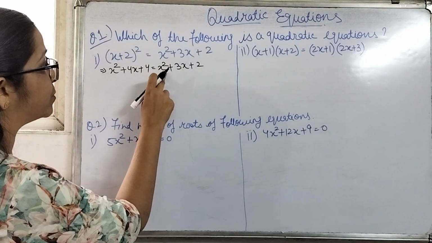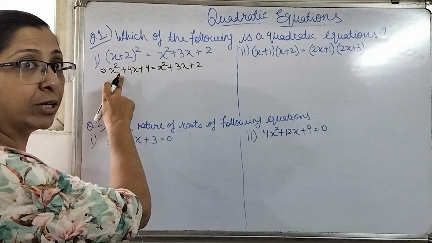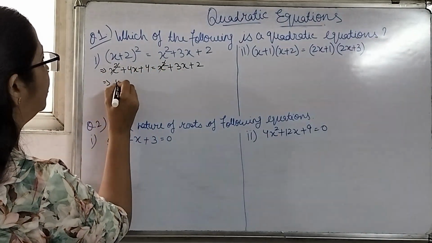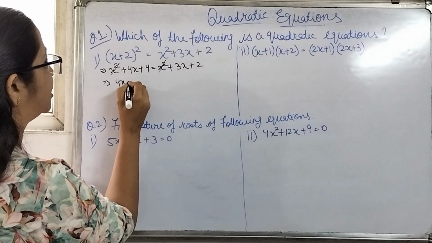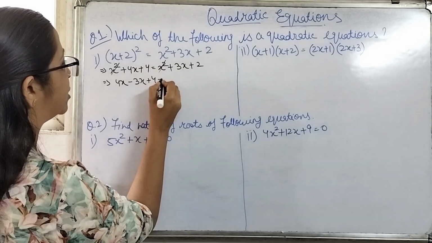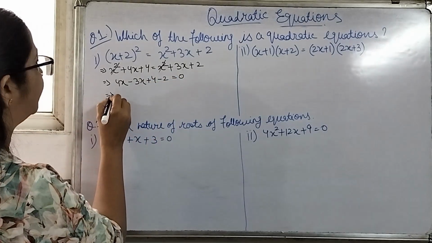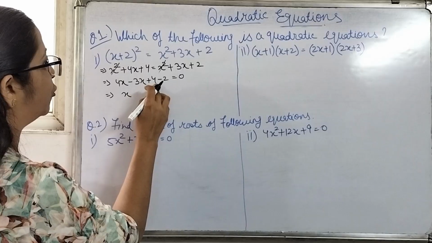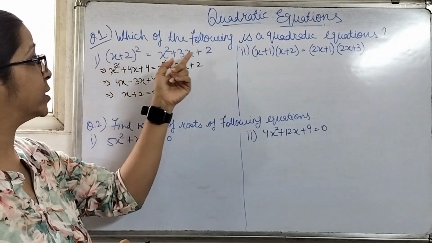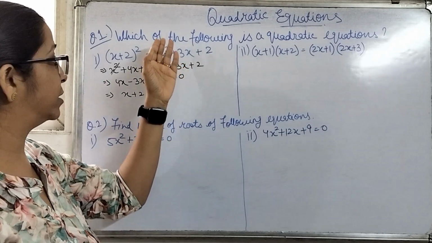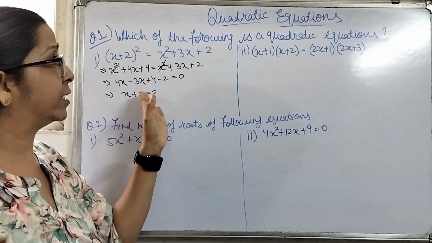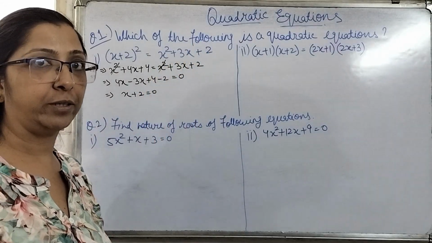Why? Because if this plus x square comes over here, it will be negative x square. So both are going to cancel, and it will become 4x. This 3x will come to the LHS, so it becomes minus 3x plus 4. This plus 2 will come to the LHS and become minus 2. 4x minus 3x is x, 4 minus 2 is 2, equivalent to 0. So it was looking like a quadratic equation, but actually it is a linear equation. So we need to solve it first to check whether it is a quadratic equation or not.